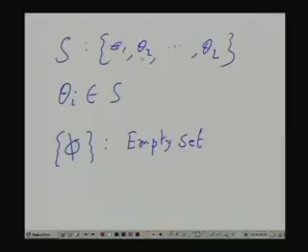A set consisting of only one element theta 1 is a subset of S. A set consisting of theta 2 is again a subset of S, and likewise. Or a set consisting of theta 1 and theta 2 is a subset. Theta 2 and theta 3 again is a subset, and likewise. If A is a subset of S, we write it like this: A is a subset of S.